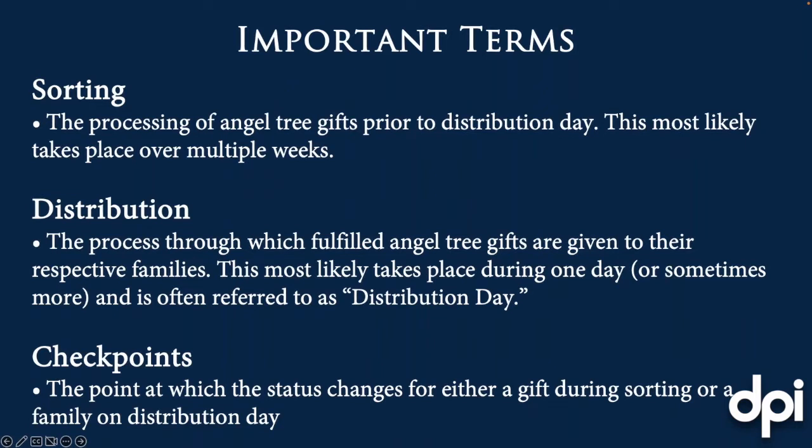And so as we go through and talk about distribution sites and distribution statuses, this is what this is speaking to. And lastly is checkpoints. As we talked about with the UPS example, this is as it transitions along the way. This is the point at which a status changes for either the gift during a sorting or the family on distribution day. And so we're going to jump straight into our administrative side.